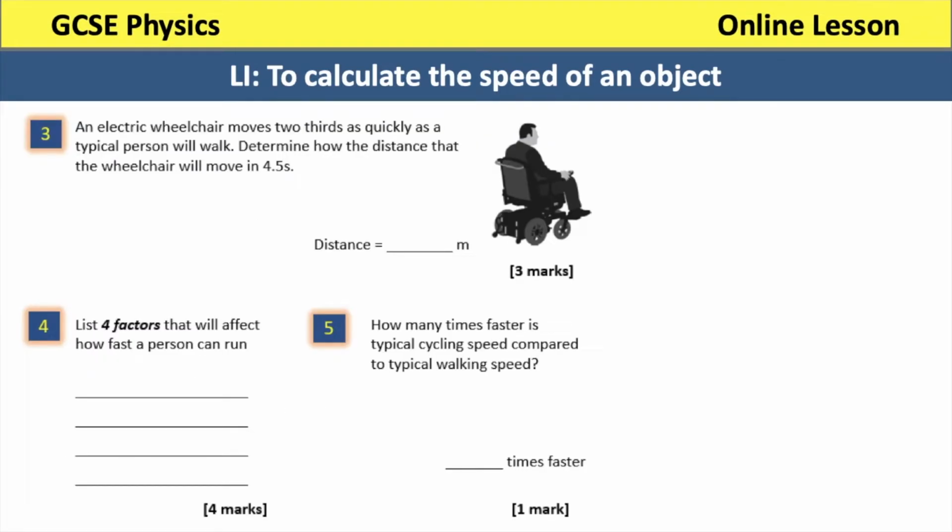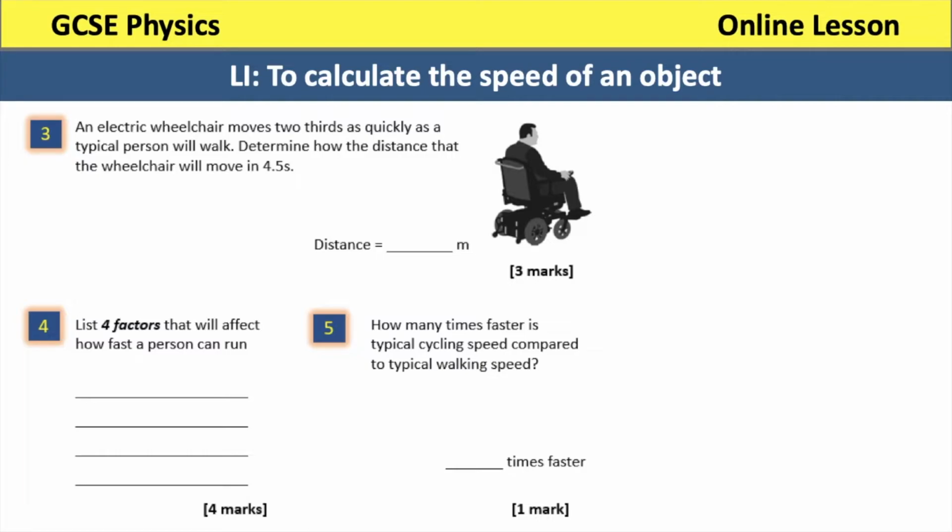Question number 3, an electric wheelchair moves 2/3 as quickly as a typical person will walk. We've been asked to determine the distance that the wheelchair will then move in 4.5 seconds. To do this, we would use the equation speed is equal to distance divided by time, but we would need to change the equation around.